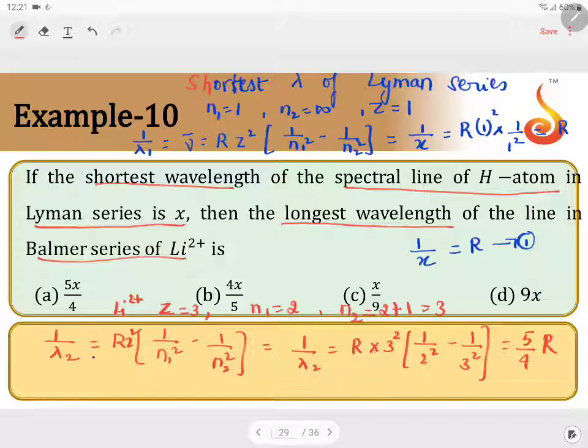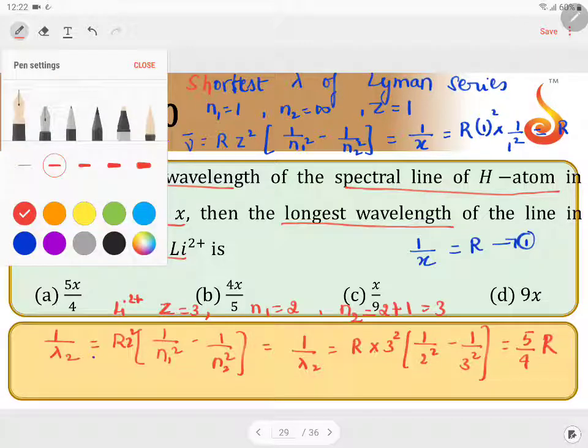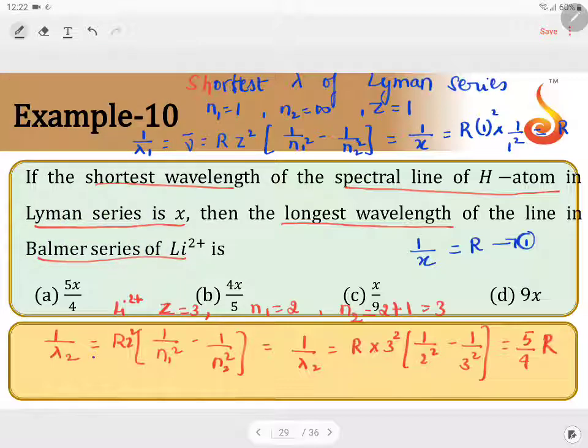Now we have to express this in terms of X. Wherever R is there, you substitute 1 by X from the first equation. Therefore, 1 by lambda 2 is equal to 5 by 4 into 1 by X. Therefore, lambda 2 will be equal to 4X by 5. It will be option B.